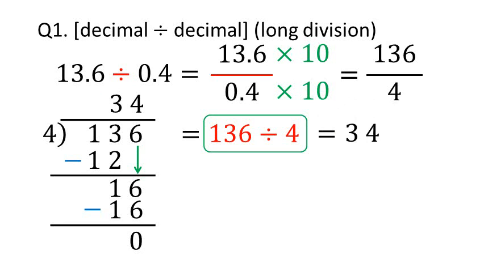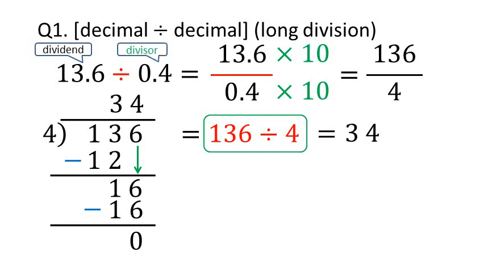Now let's see what we did. We calculated 136 divided by 4 instead of 13.6 divided by 0.4. Both divisions are equal, so the answers are the same. Now let's define two words. Dividend is a number to be divided by another number. Divisor is a number by which another number is divided.